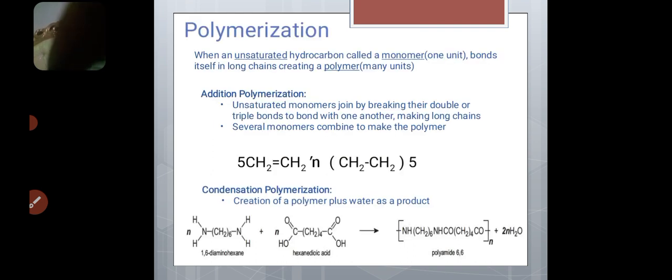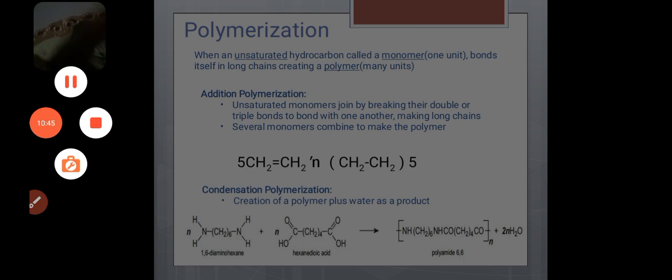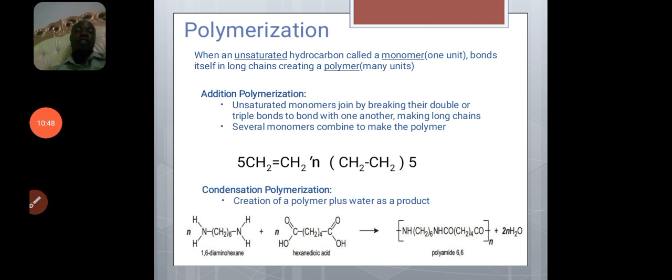Then the polymerization reaction. Okay, let me just stop here, we'll continue later. Polymerization is when an unsaturated hydrocarbon called a monomer bonds to itself in a long chain, creating a polymer. So smaller unsaturated hydrocarbons join together to produce a bigger one. We have addition polymerization and condensation polymerization. In addition polymerization, unsaturated monomers join by breaking their double or triple bonds to bond with one another, making a long chain.